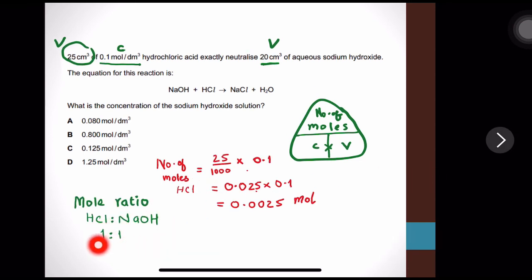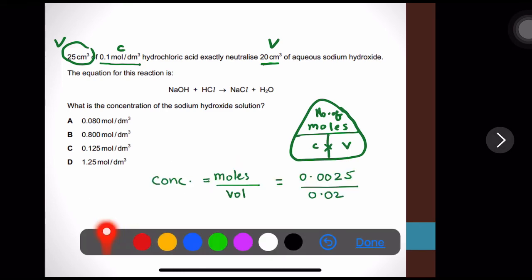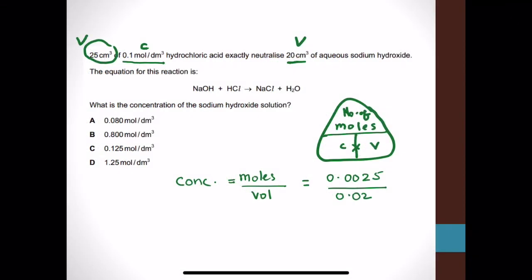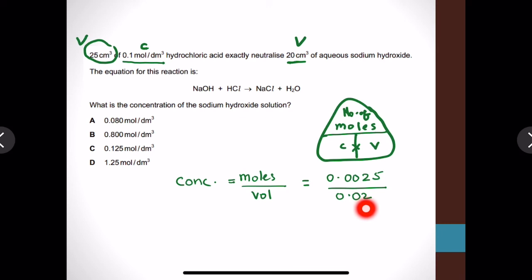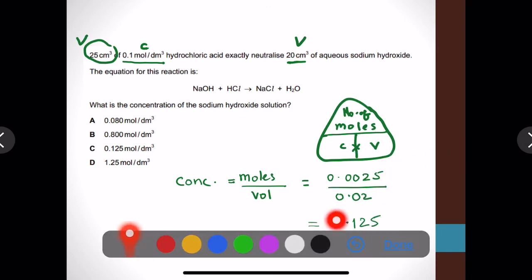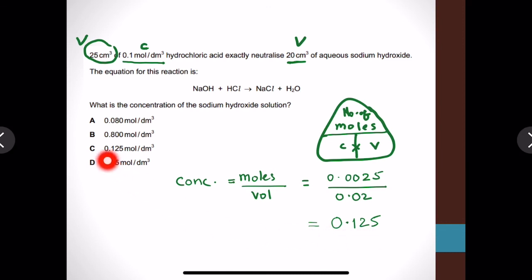So the mole ratio is 1:1, as we know. The number of moles of sodium hydroxide is the same, 0.0025, and the volume is 20. We divide 20 by 1000 to get cubic decimeters, which is 0.02. Divide the values and you will get the answer: 0.125 mole per cubic decimeter. That's the right answer.